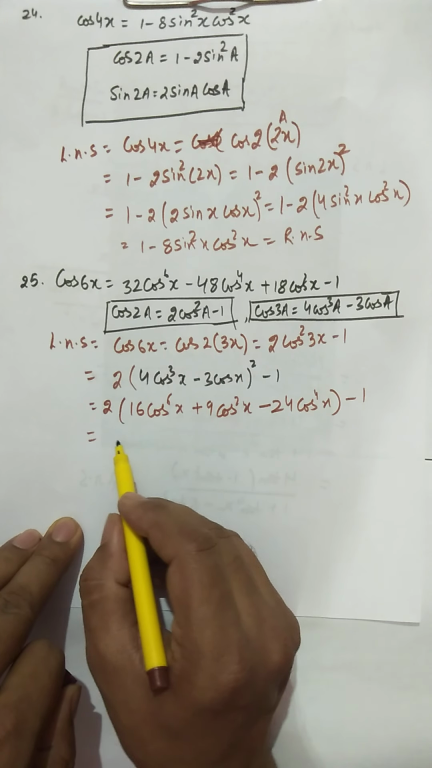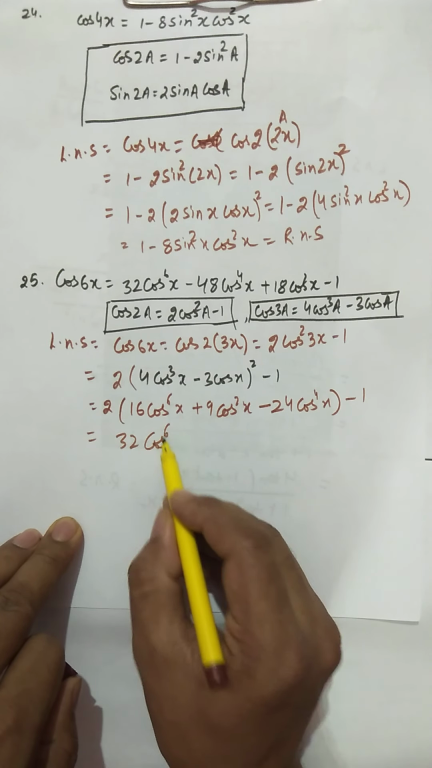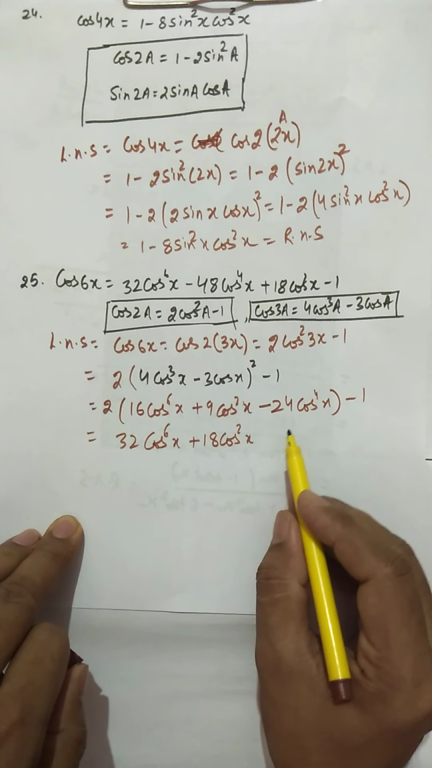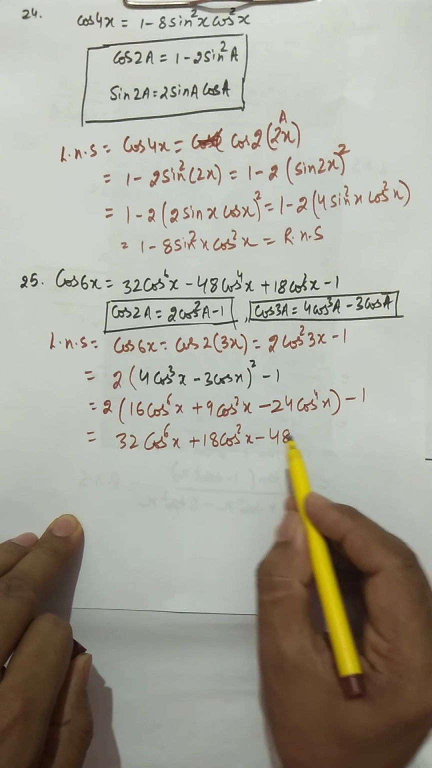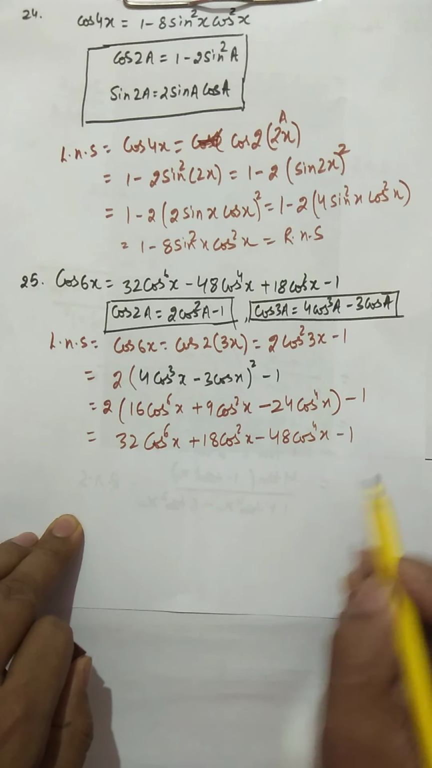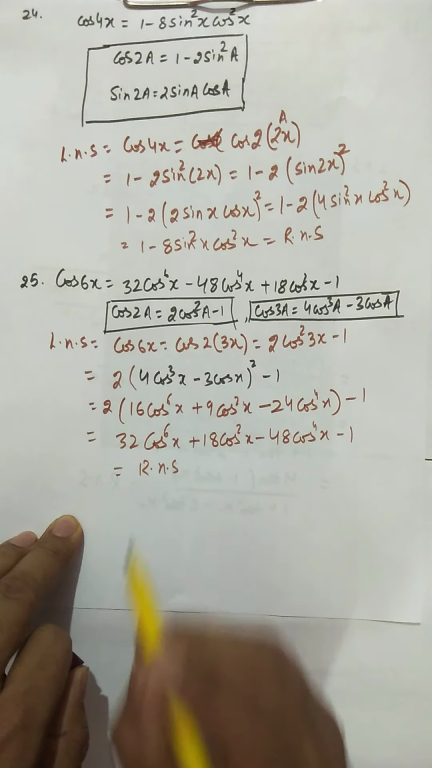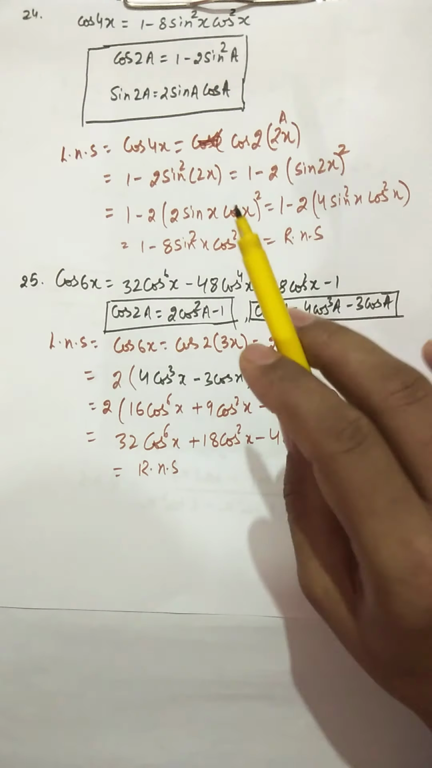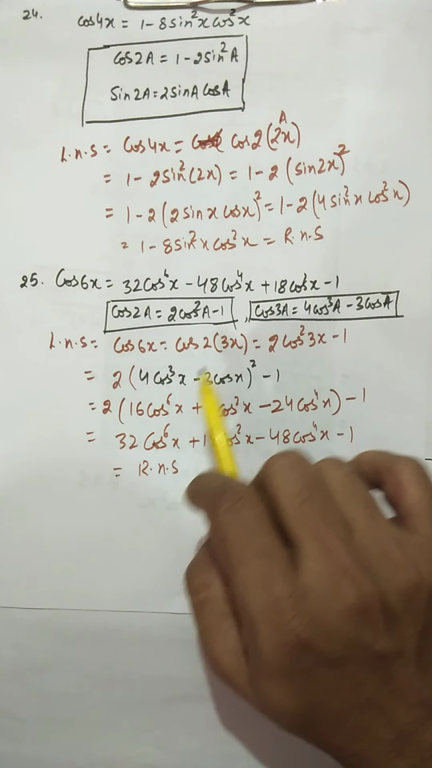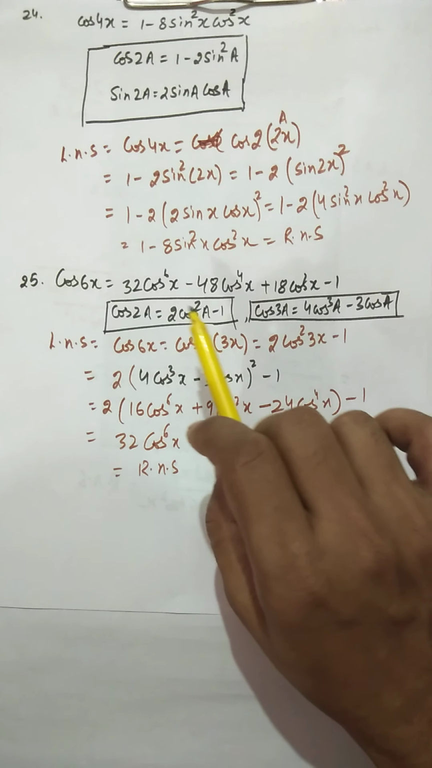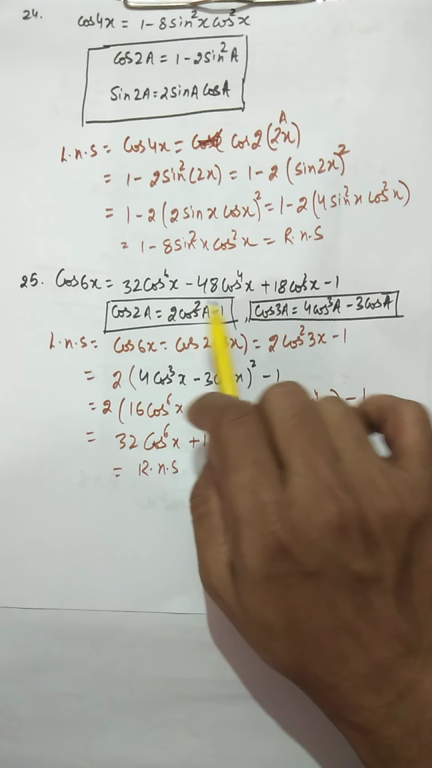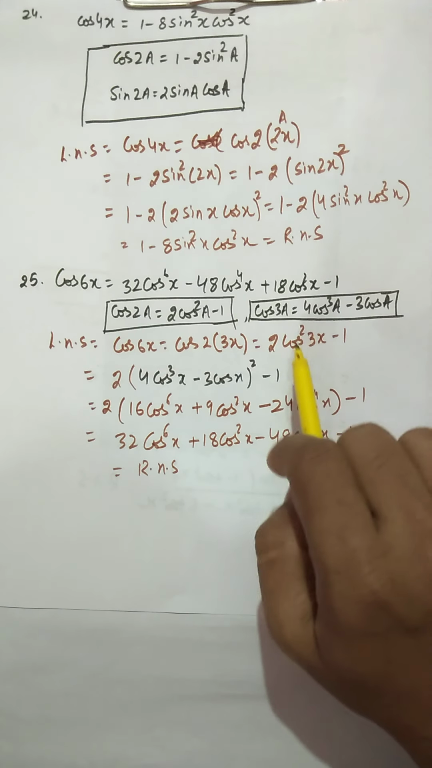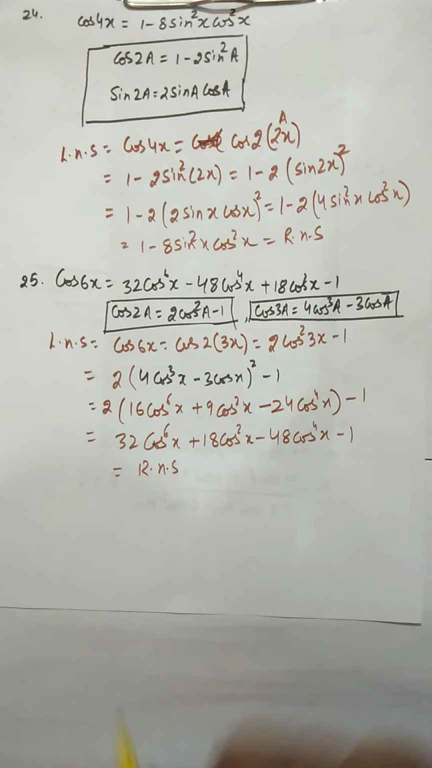You just open the bracket, this is 32 cos 6x plus 9 into 2 is 18, this is cos square x, and this is 24 into 2 is 48 cos 4x, and this is minus 1, and this is equal to your RHS. So with the help of these two formulas you have proved it. You have to keep in mind what you need in RHS. So I applied the cos 3x formula because I could see that I need the answer in terms of x. The angle is x, not 3x. So somewhere I got the idea that I have to replace that 3x also so that it can be converted into the angle x.